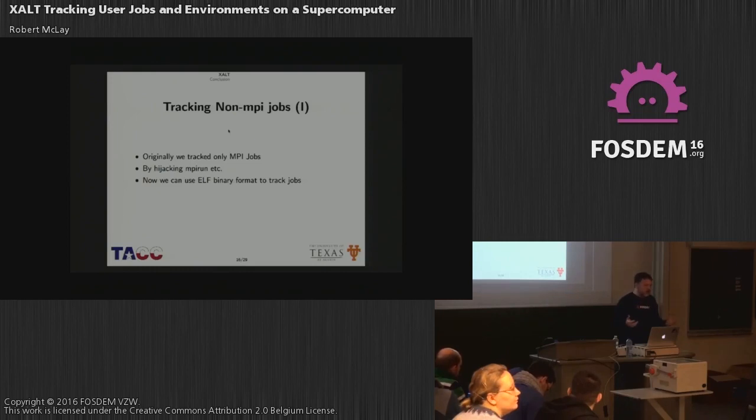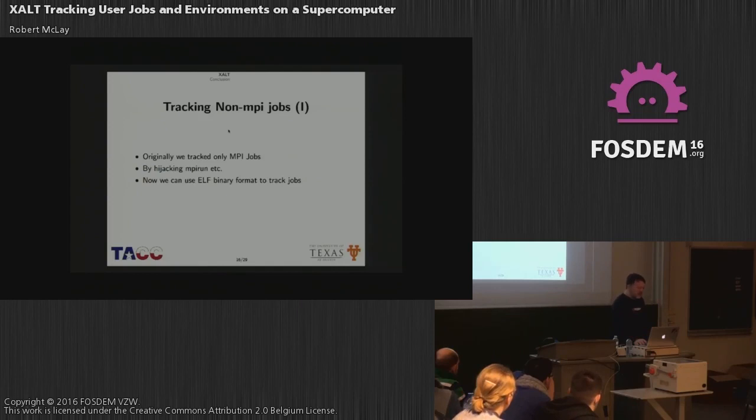We get many of the jobs, most of all of the big SU jobs. In other words, they take up most of the charge time, but not the number of runs and not the number of things in terms of helping users. In fact, it tends to be the smaller the jobs, the more help they need. So we want to be able to track non-MPI jobs.